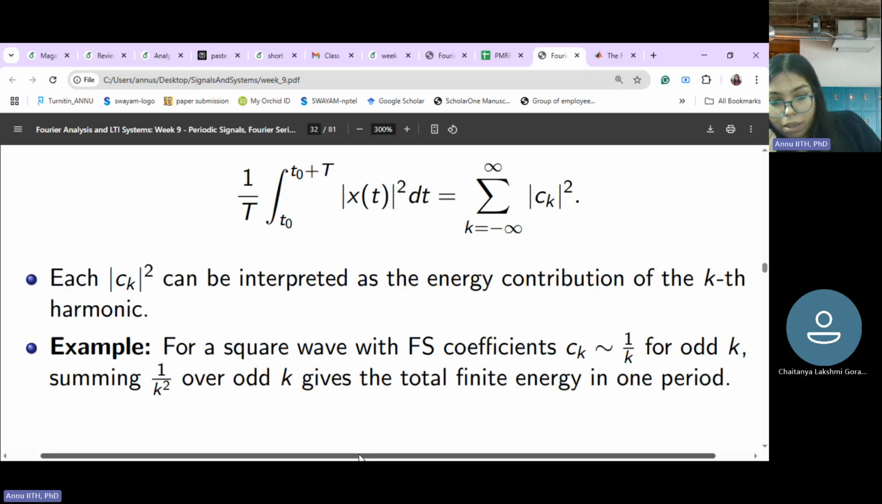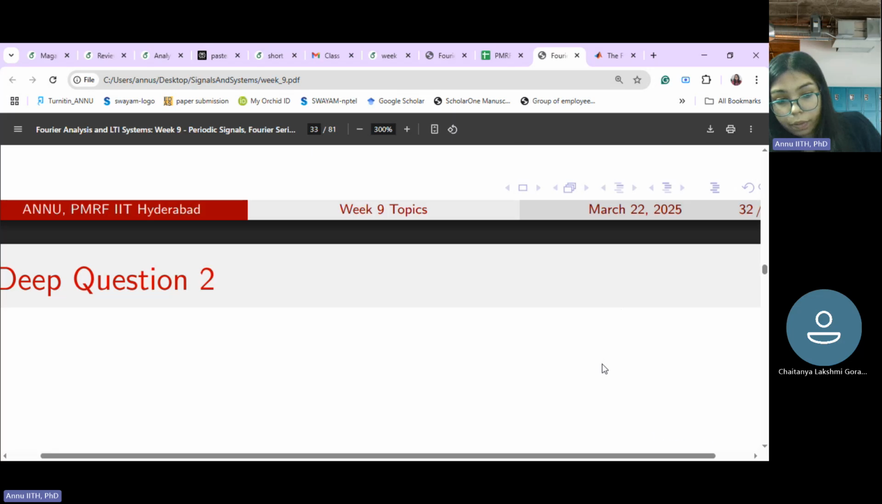So for a square wave, the Fourier series coefficient, for example ck is 1 by k, because we saw that a square wave, since it is an odd signal, can be written as a sum of sin t plus sin 3t by 3 plus odd harmonics, sin 5t by 5 plus sin 7t by 7, for odd k. Summing, you have ck as 1 by k, because k leads to odd values: 1, 3, 5, 7, like that. So summing 1 by k squared over odd k gives a total finite energy in one period. So that is true.